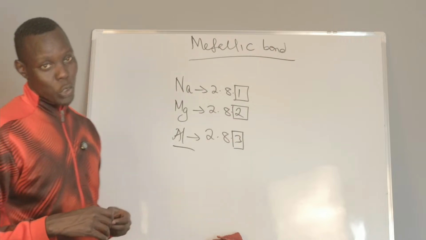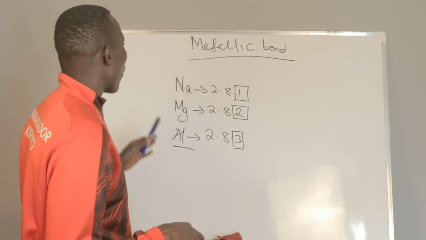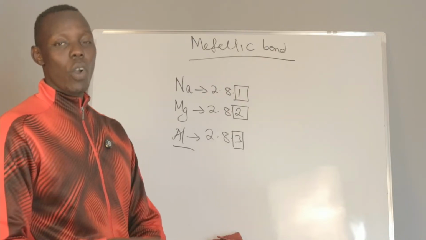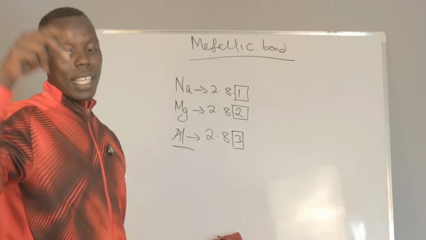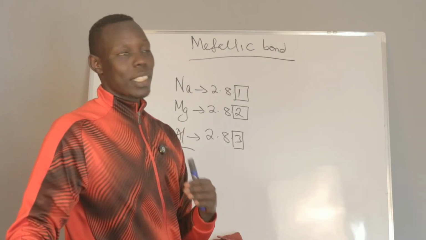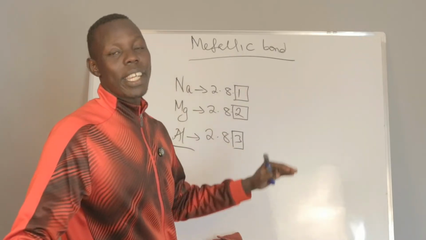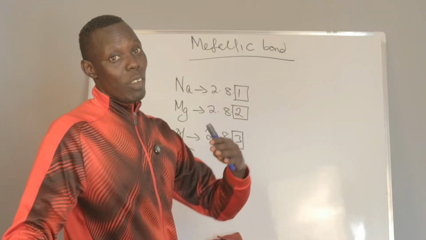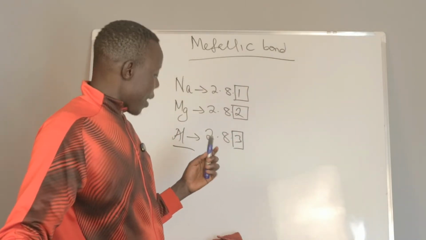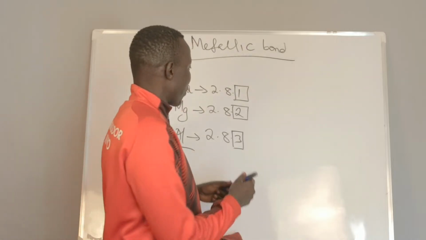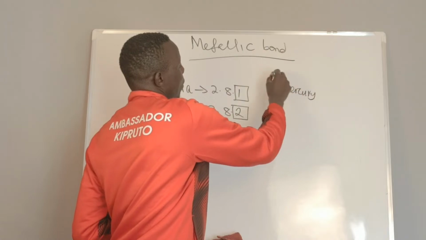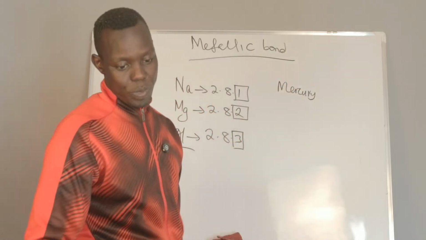The other thing that you need to know about this is all metallic bonds are conductors of heat and electricity in the two states of matter, that is, in liquid form and in solid state. A metal is a conductor in both states, leave alone the gas, because a metal cannot be a gas. There is a metal which is a liquid at room temperature. That liquid is mercury. Mercury is a liquid at room temperature.